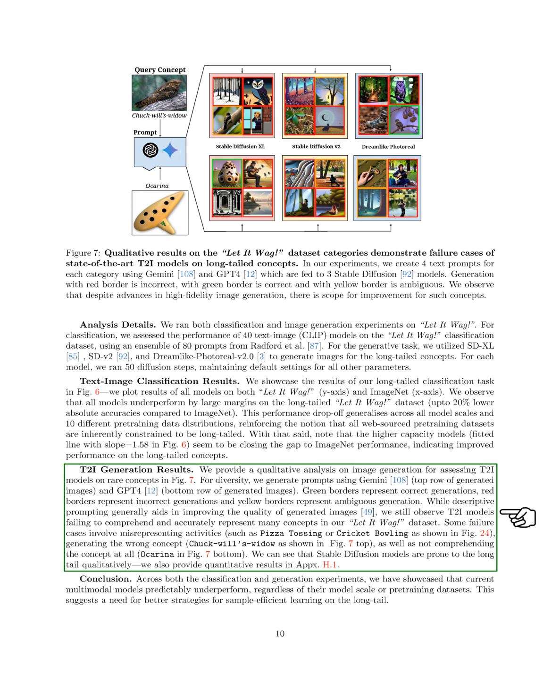In the image generation analysis, we found that while descriptive prompts helped improve the quality of generated images, the models still struggled to accurately represent many rare concepts. Some failure cases included misrepresenting activities or generating the wrong concept entirely. Our findings suggest that current multimodal models consistently underperform on long-tailed data, indicating a need for better learning strategies for rare concepts.